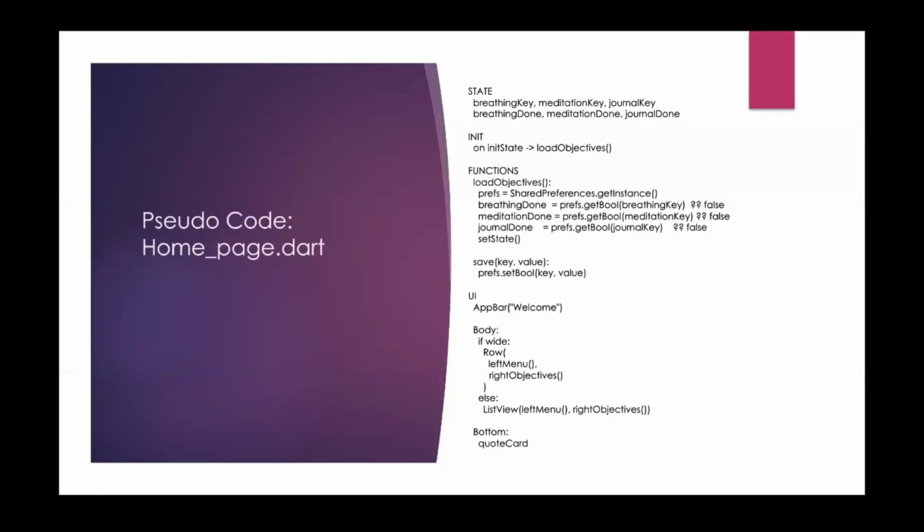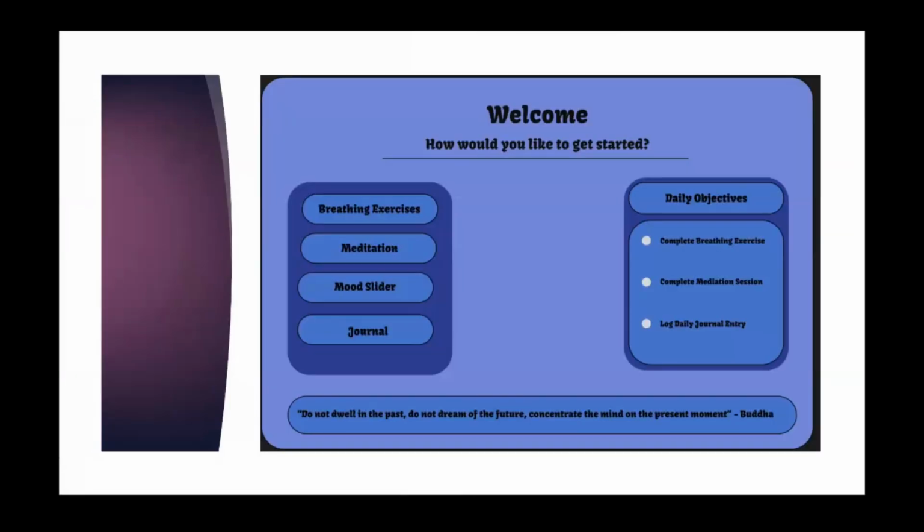So here's our pseudocode, same exact thing I just said. So it starts with a state, all those declaring keys, then our functions, which declares the keys to having a false value until the user changes it, and then the UI. So this is our wireframe, and we went based off this for our actual project. We love this idea, and we tried to follow it as closely as possible for our homepage.